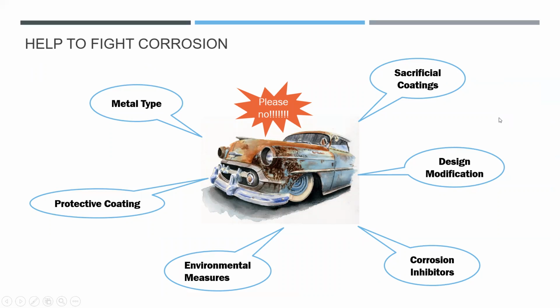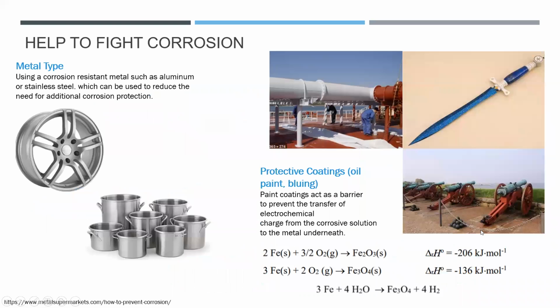So how do we fight against corrosion? There are six main ways in the industry right now: metal type, protective coating, environmental measure, sacrificial coating, design modification, and corrosion inhibitor. In terms of metal type, we could use corrosion-resistant metals such as aluminum or stainless steel. Like the rims for cars, especially off-roading cars, people prefer to use aluminum to reduce corrosion. And also for cooking utensils.